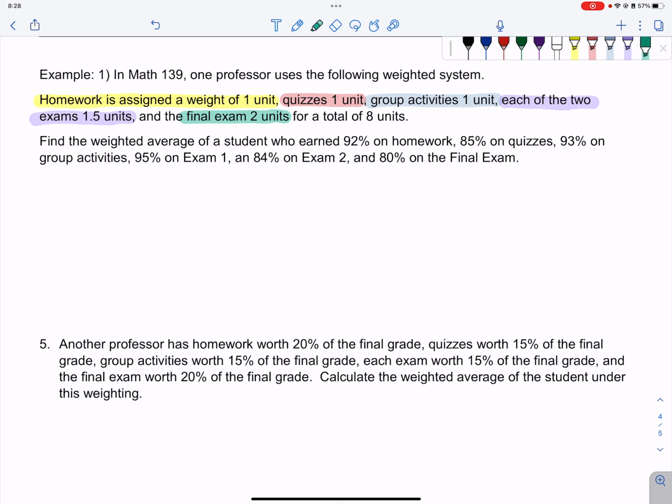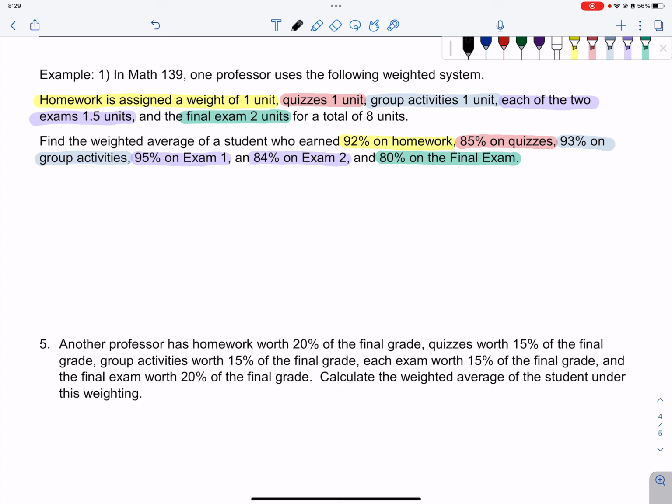And now we want to find the weighted average for a student that earned 92% on their homework, 85% on their quizzes, 93% on group activities, 95% on exam 1, an 84% on exam 2, and then an 80% on the final exam. So with this, their grades are our data values. In our formula, that would be our x's, while the weights of 1 unit, 1.5 units, 2 units, whatever is assigned to it, those are the weights, the w's.